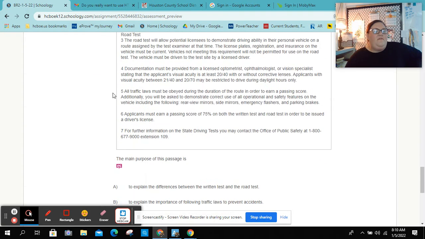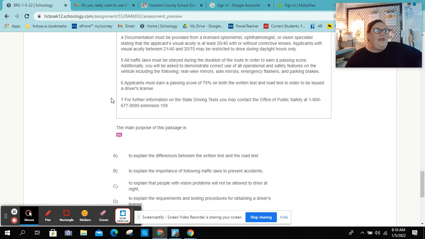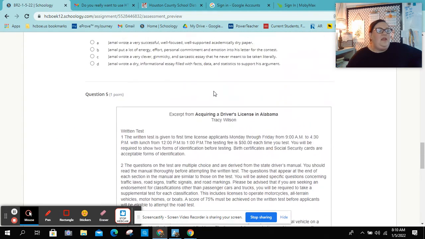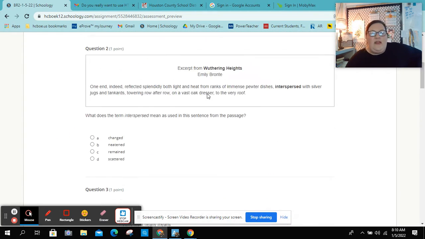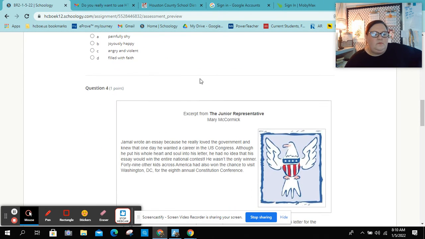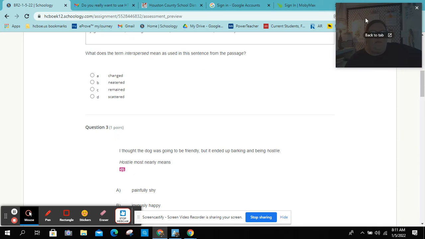Question 5, figure out what you're being asked to do first. What is the main purpose of this passage? What is the passage telling us? Then go back and read it. I'm going to give you about 5 minutes, maybe 7. All right, 7 minutes.